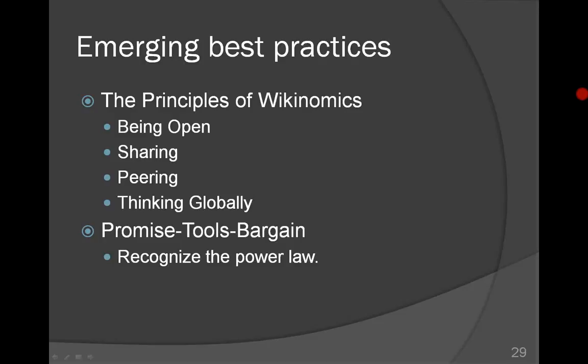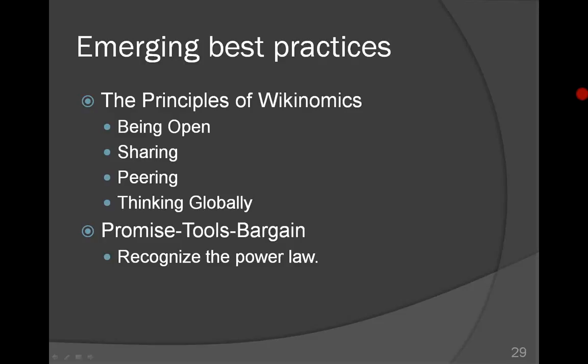Now, some of the emerging best practices are in the book, The Principles of Economics. He really goes into detail about all these. The introductory chapter actually does a nice job of summarizing them: being open, sharing widely, peering, which is this idea of having other people work on things collaboratively with you, and thinking globally. And we can get into more detail about those.